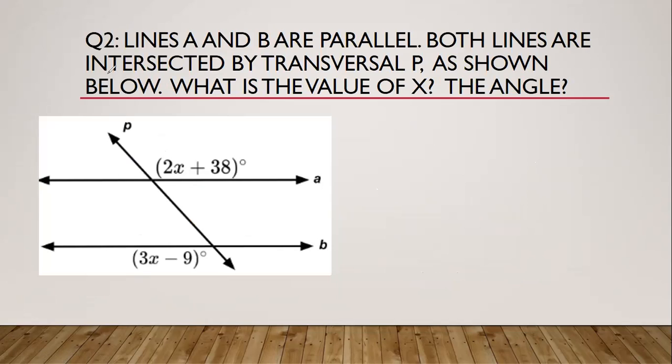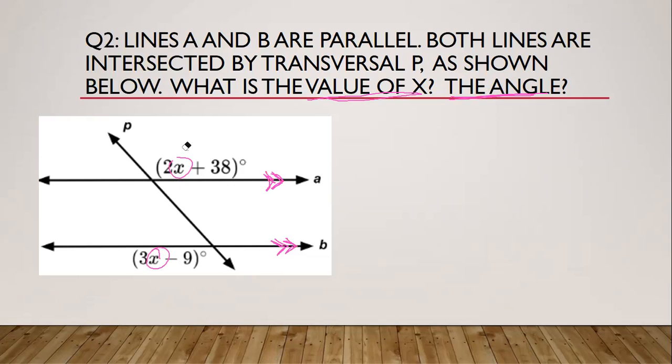Okay, question number 2. Using our angle pairs. So we have lines A and B are parallel. Remember the symbol for parallel was our little arrows here. We can do the double arrows just to make it look a little different than the side arrows. So lines A and B are parallel. Both lines are intersected by transversal P, as shown below. What is the value of x and the angle? So they want to know the value of x and then the value of the angle itself.